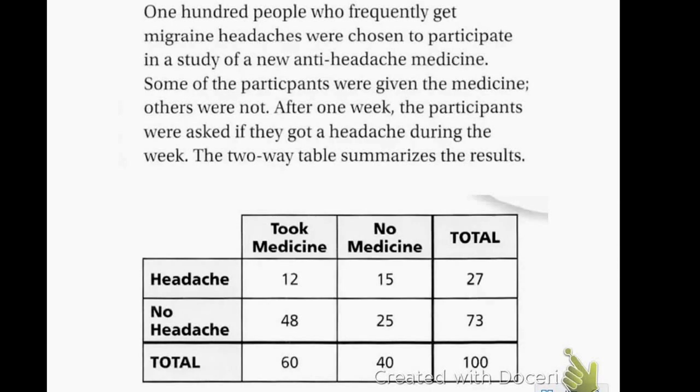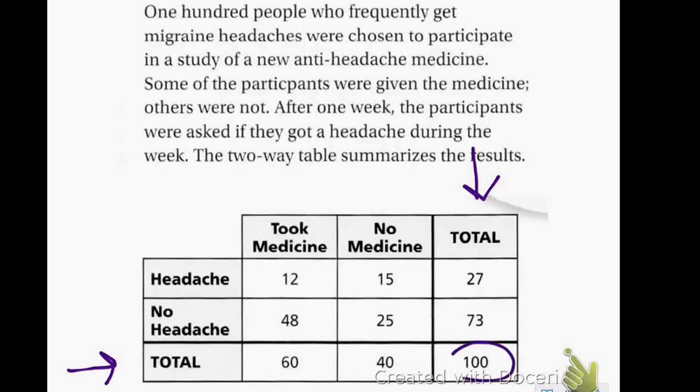So what we're going to do today is look at a situation and answer different questions about it, using what we're given and what we want to find. The situation is: 100 people who frequently get migraine headaches were chosen to participate in a study of a new anti-headache medicine. Some of the participants were given the medicine, others were not. After 1 week, the participants were asked if they got a headache during the week, and the two-way table summarizes the results. This table's a nice table because notice it has a total column and a total row.